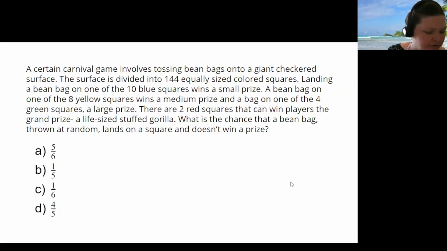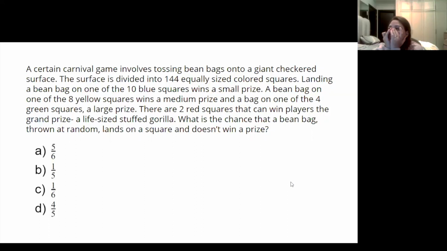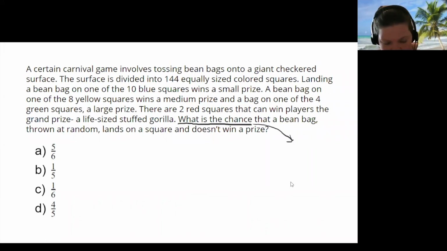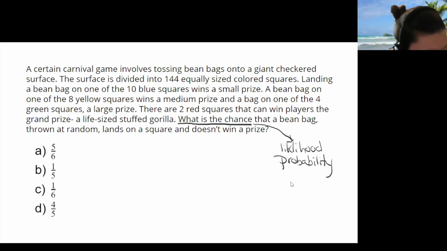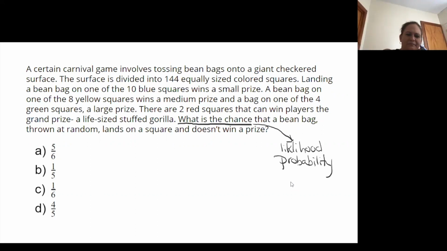Oh my dear Lord, way to get overwhelmed, I'm sure. But let's go straight to the question. What are they asking me to do or to find? What is the chance that a beanbag? What is the chance? Also called likelihood or probability. So we're looking for the chance, the probability that what happens with the beanbag? That someone doesn't win. That they don't win.